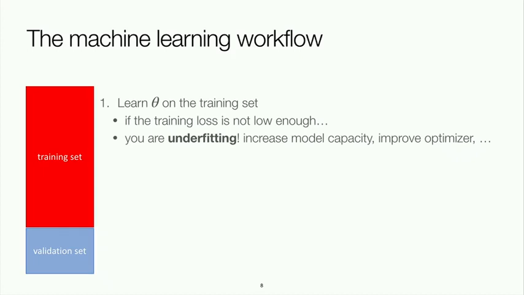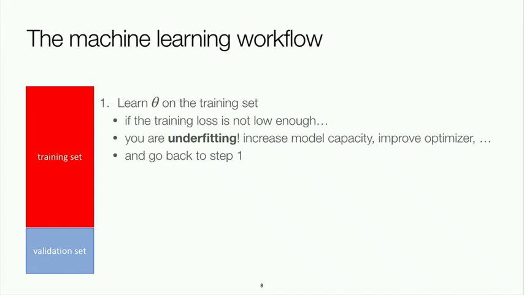Or I could try to improve my optimizer, if I think that the step size is too big or something like that, and try to do those things in order to fix this underfitting. And then after I do that, I go back to step one and I learn the model again with these improved hyperparameters or with this improved featurization or whatever else it might be.